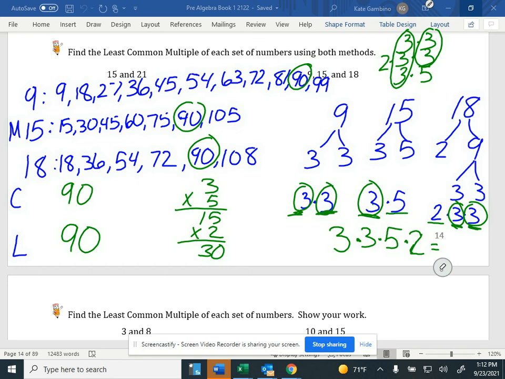So actually, let me rewrite this even cleaner. So we had 3 times 3, and then we had 3 times 5, and we had a 2 times 3 times 3. So line them up. Okay? And then you can see, I've got a 3 here, and I have a 3 here, and I have a 2 and a 5. Are we feeling good about that? All right, any questions, Caitlin?